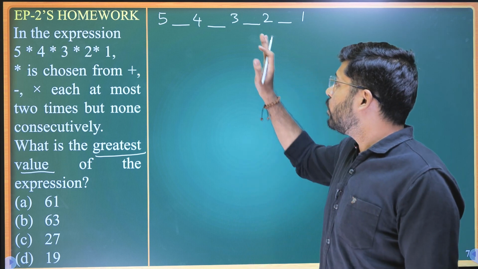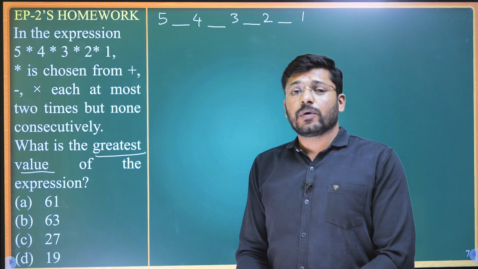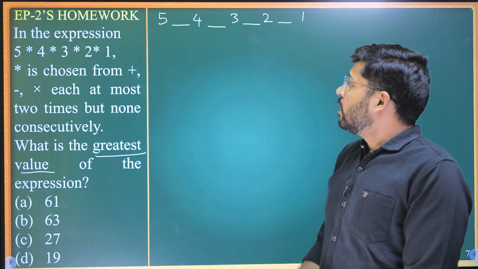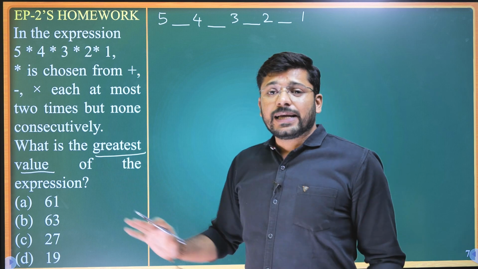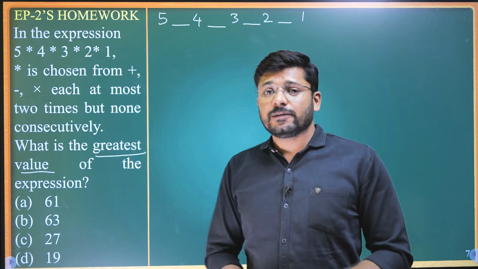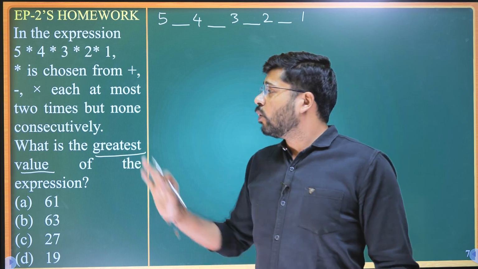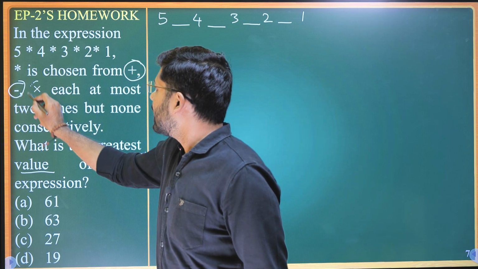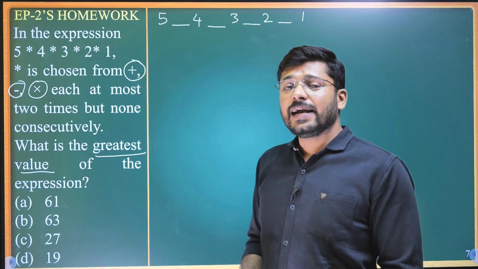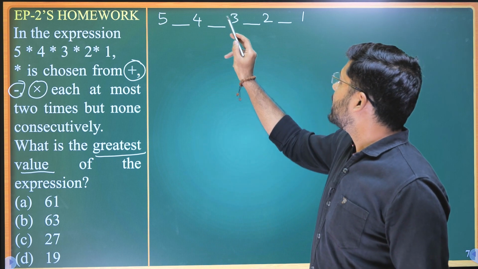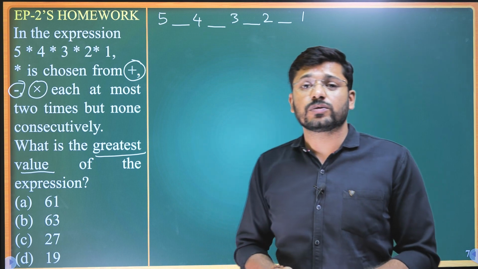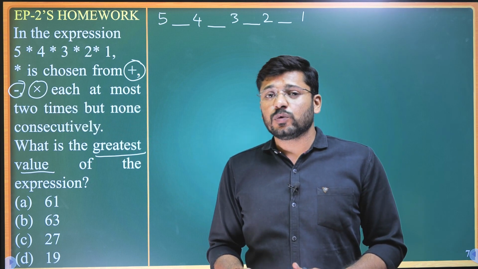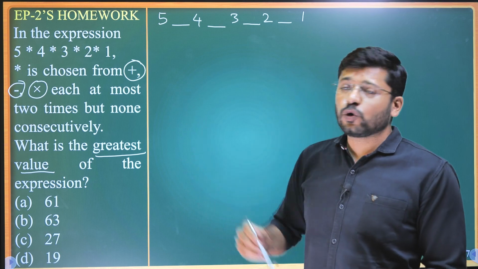Now we will use our basic logic that we learnt in yesterday's class to solve this one. We want the greatest expression, right? We want the greatest one. What are the operators that we have? We have plus, minus, and into. And how many spots do we have? We have 4 spots. So plus, minus, and into, we can use each operator twice.